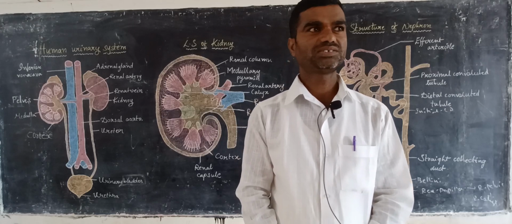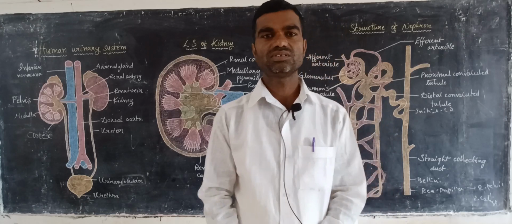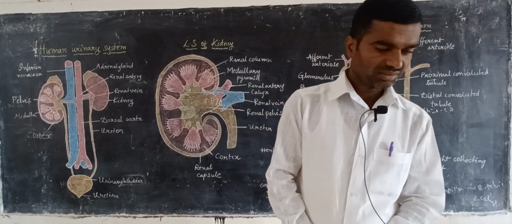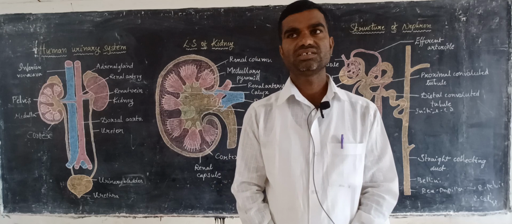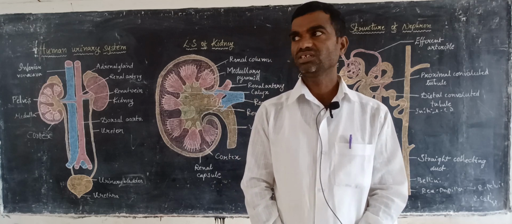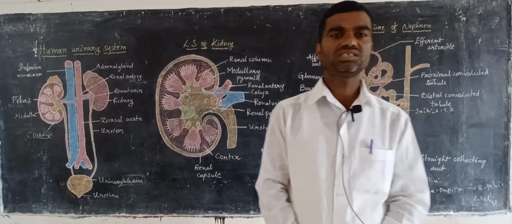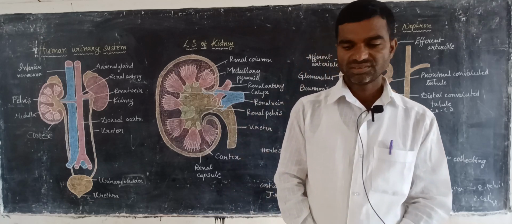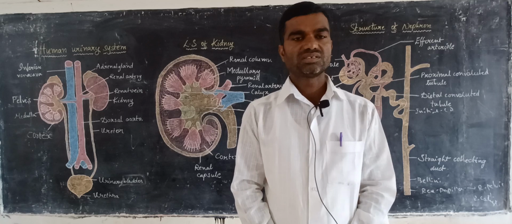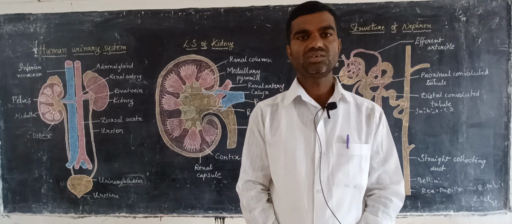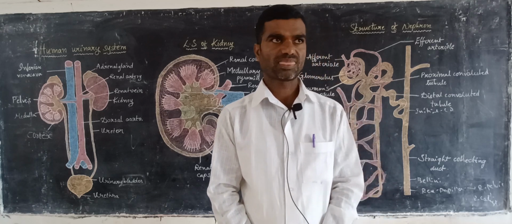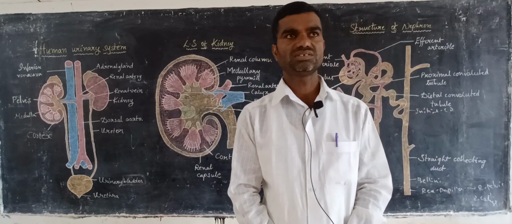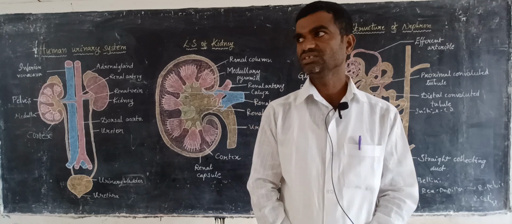Good morning, students. Today we are going to discuss the structure and functions of the kidney. The kidney is reddish brown in color. It is a bean-shaped structure. The kidneys are arranged in the abdominal cavity of the human being. The right kidney is slightly lower than the left due to the presence of the liver on the right side. That's why there is a somewhat imbalance of the kidneys.